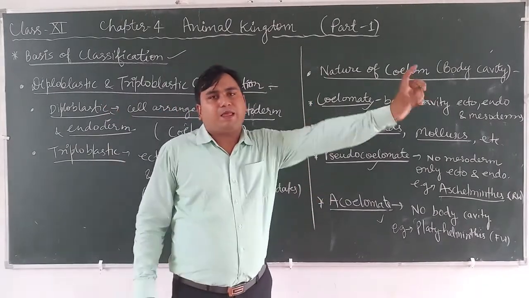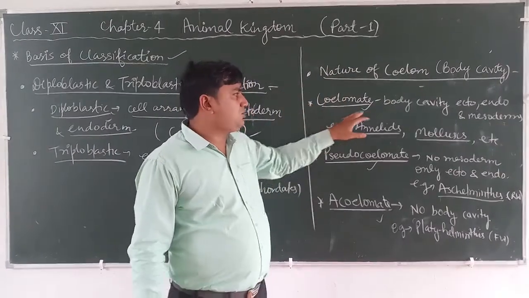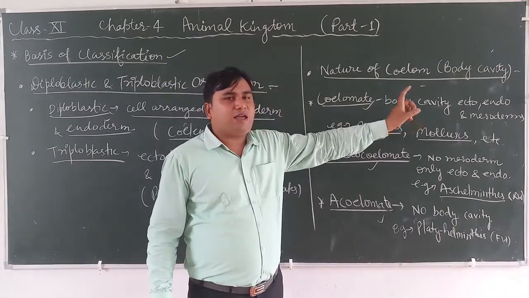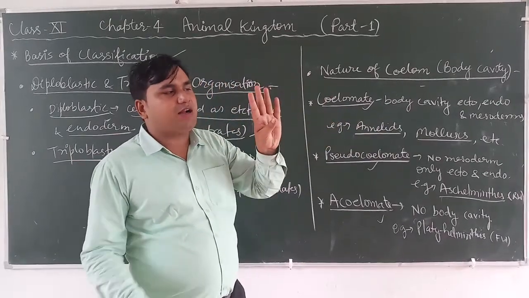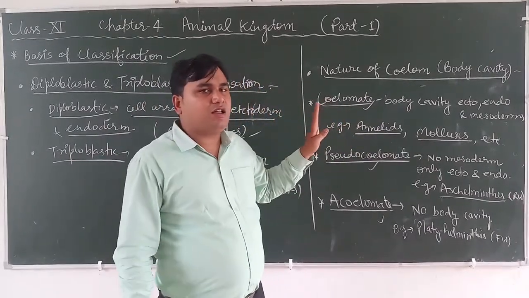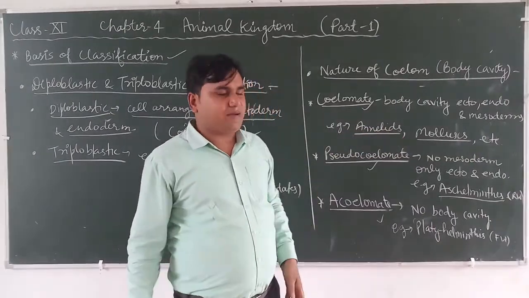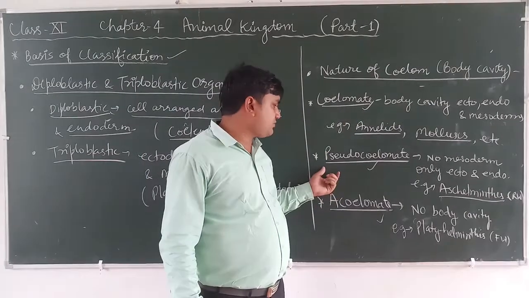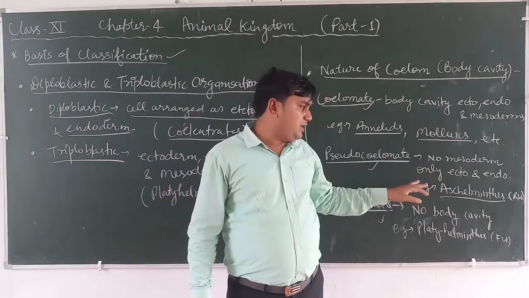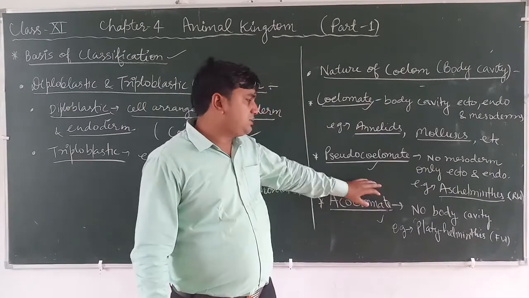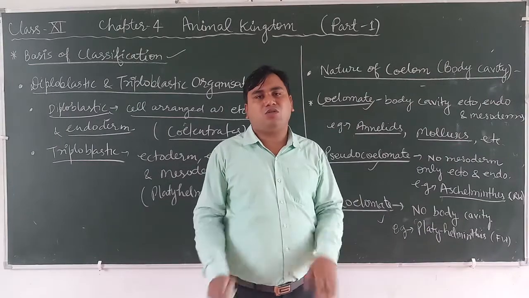When the body cavity of organism or animal is divided into ectoderm, endoderm and mesoderm, they are called coelomate. Three parts: ectoderm, endoderm and mesoderm, they are called the coelomate. For example, Annelida, mollusca, arthropod, etc. Main example of the coelomate. Next one is the pseudocoelomate. In there, no mesoderm is found, only ectoderm and endoderm layer is found. For example, Aschelminthes, also known as the round worm.